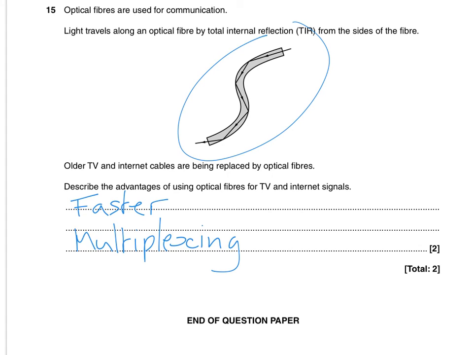There's a couple of others. You could have less or no interference. You could have more information can be transmitted. Less signal loss or no signal loss. So there's loads of different options in there. Again, you've just got to write down something.